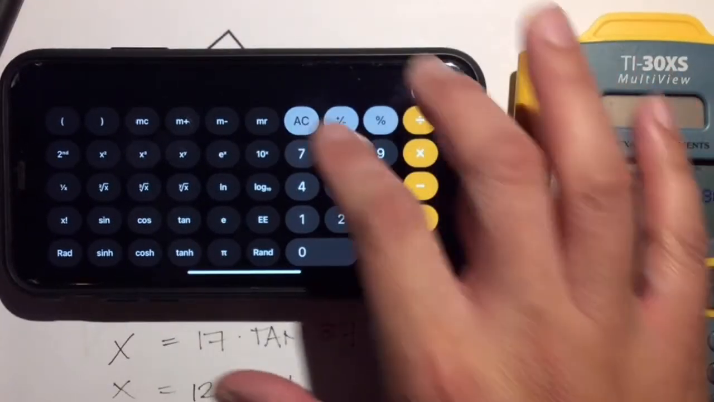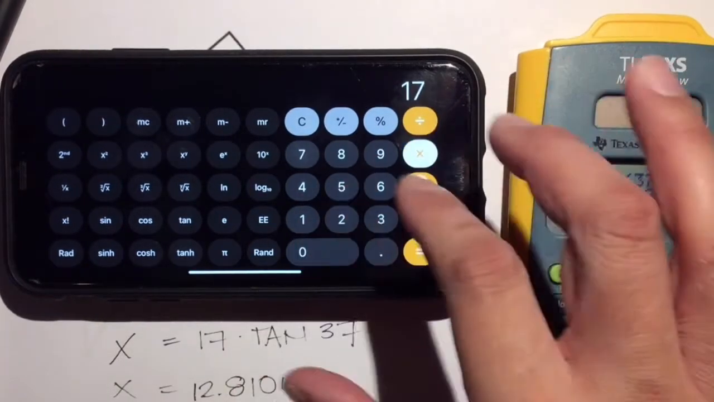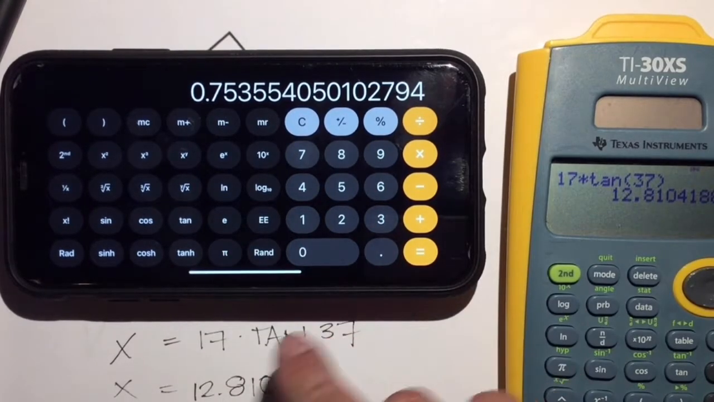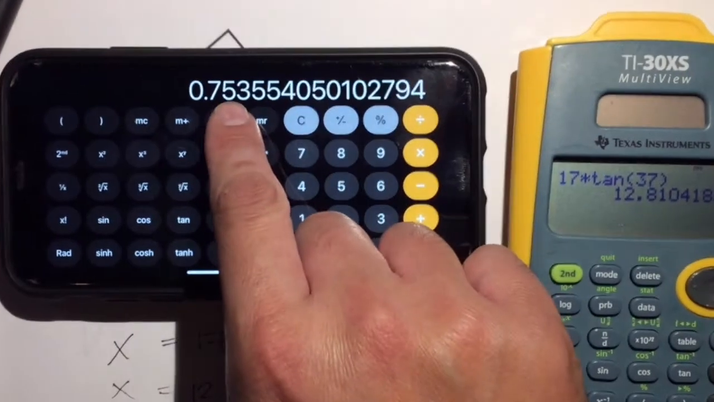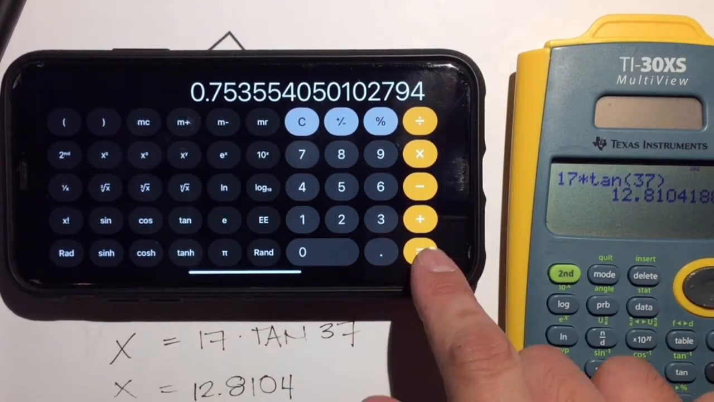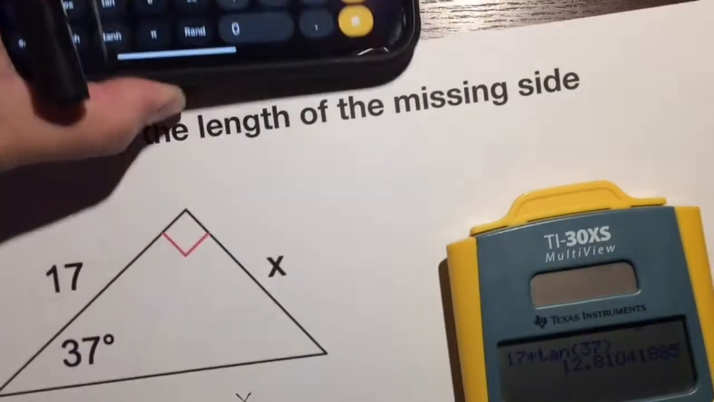Oh, sorry, no, I was wrong. Delete what I just said. You go 17 times 37 and tangent. So if you just left it at that, this 0.75 would be the tangent of 37. Now to make it multiply by 17, you press equals, boom, there's your answer.